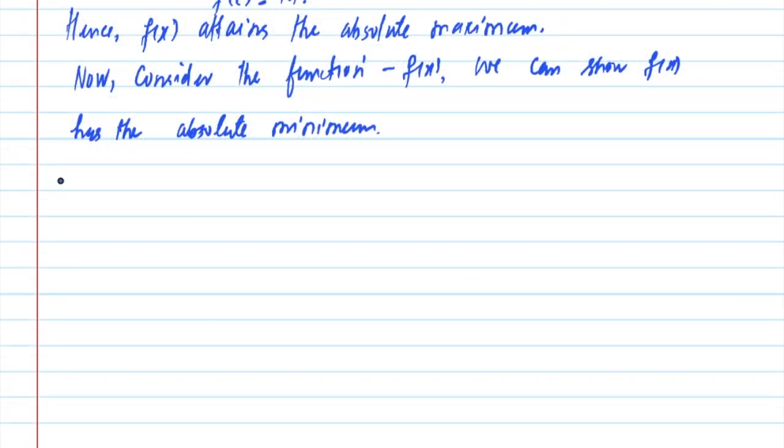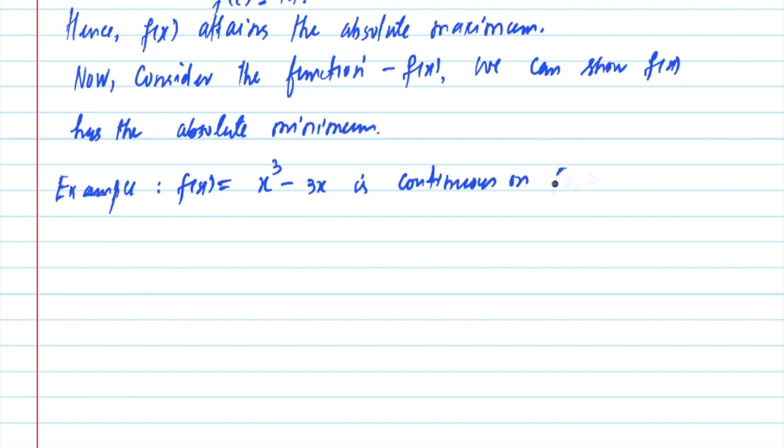Now let's take up one example here. The function f of x is equal to, suppose, x cube minus 3x. This is continuous on the interval [0, 2], which is a closed and bounded interval. Therefore the above theorem, or the extreme value theorem, guarantees that this function will have the absolute maximum and the absolute minimum. Then how do we find them? We have to check the critical points.